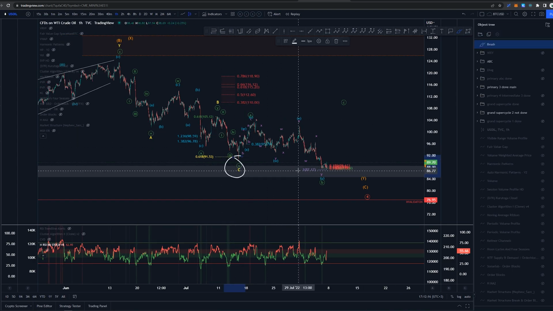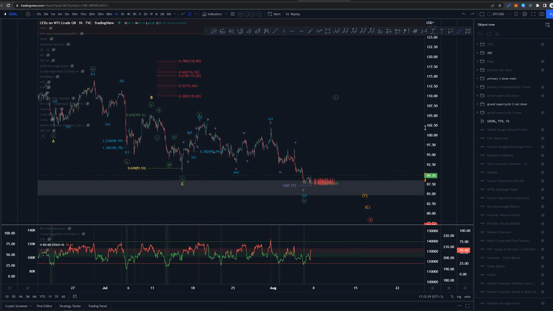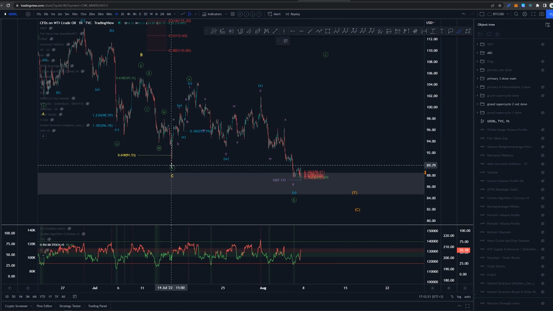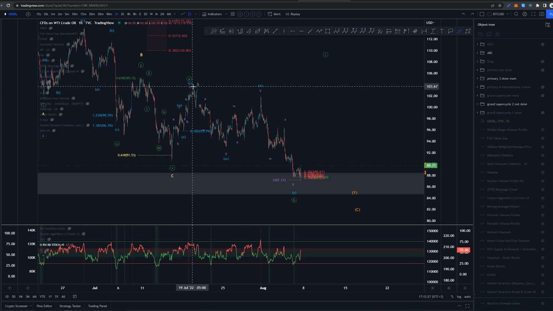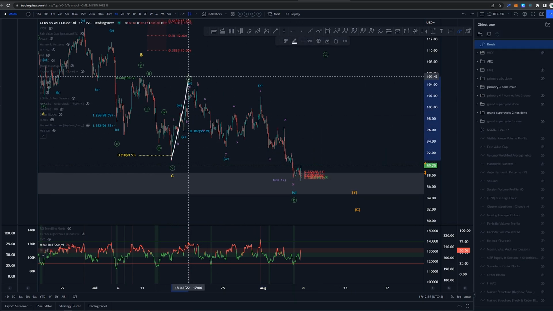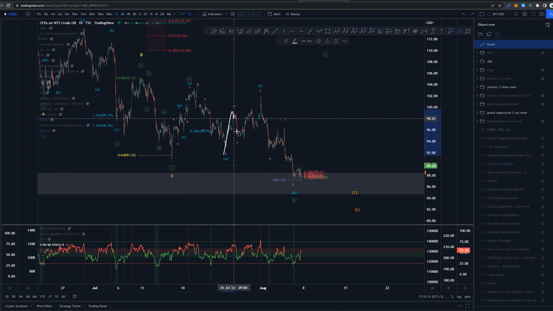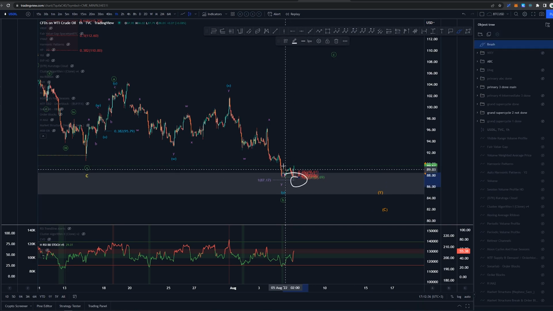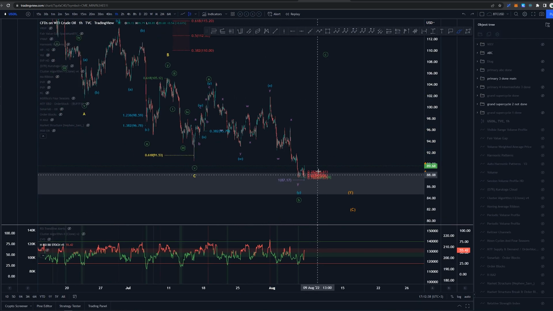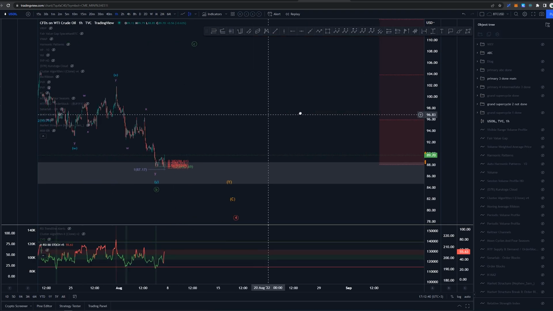Since this low, however, we have a possibility of creating an expanded flat. For this one, I've labeled this as a 3-way move. It has invalidated itself of not being a 5-way move already. So we can have this as a 3, 3, 3, and 3. We got right into the one-to-one extension here for this WXY, and where do I have it?